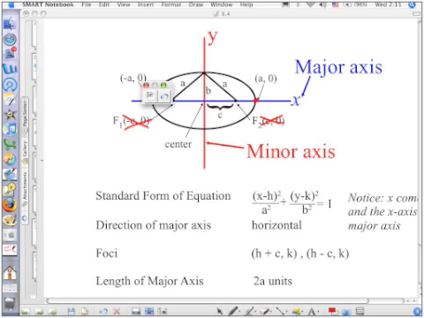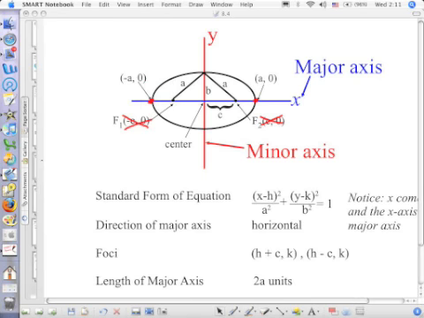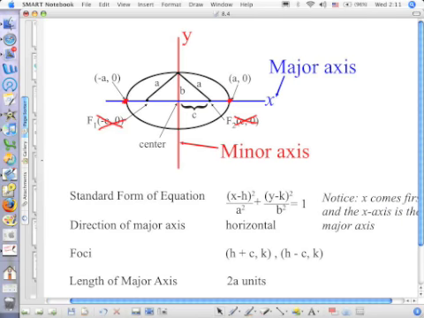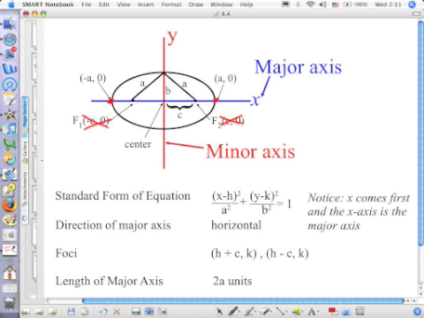I want you to notice my little italicized note that says notice. Notice in the standard form of the equation of an ellipse that we have two fractions added together and they're both set equal to 1. If you see that happening, that's either going to be an ellipse or a hyperbola, but today we're learning about ellipses. All right? In the numerator of this first fraction, you see x minus h squared.